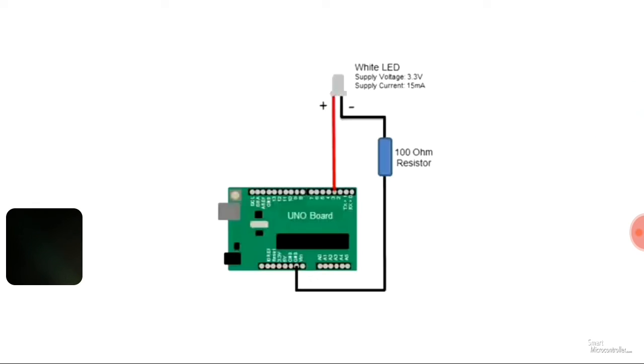Looking at the schematic, this is how we will wire up the circuit. We use pin 3 as a pulse width modulator output that is connected to the LED through the resistor back to ground. It's very simple indeed.